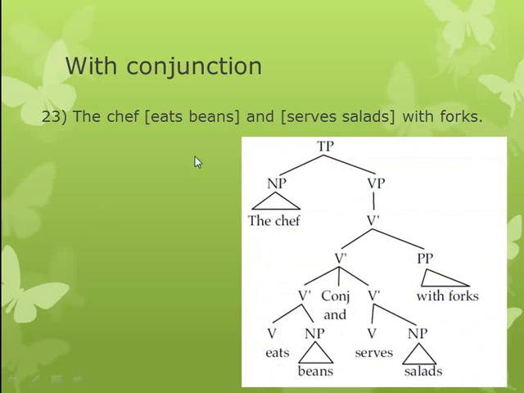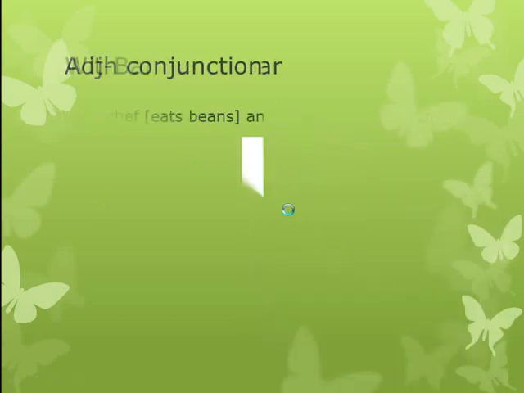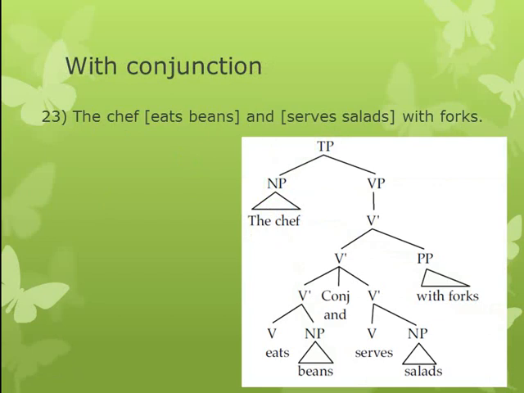Ini contoh yang pakai verb bar dalam kalimat yang lain. The chef eats beans and serves salad with forks. Ini ketika kita menggunakan conjunction. Okay, so we have the chef, the noun phrase, and then we have VP or verb phrase here, and a verb phrase divided into verb bar, and then verb bar consists of verb bar and prepositional phrase. So this is verb bar 1, and then this is verb bar 2, and then verb bar 2 divided again into verb bar, conjunction, and then verb bar. Okay, so 2, 3, and then 4.